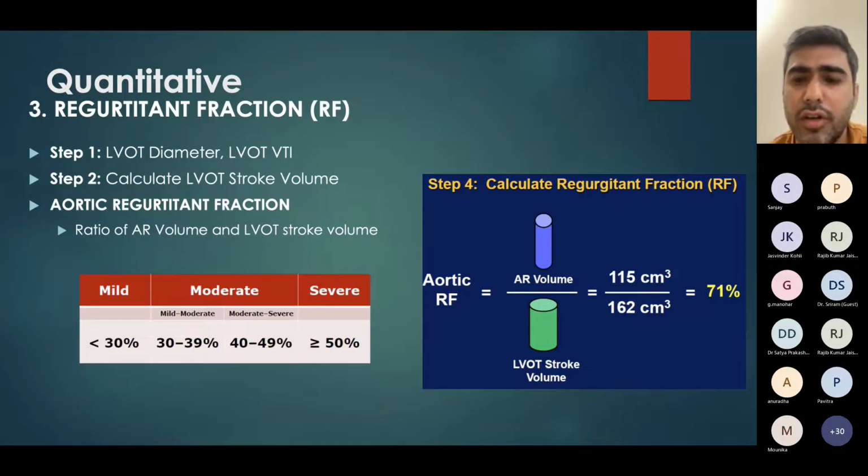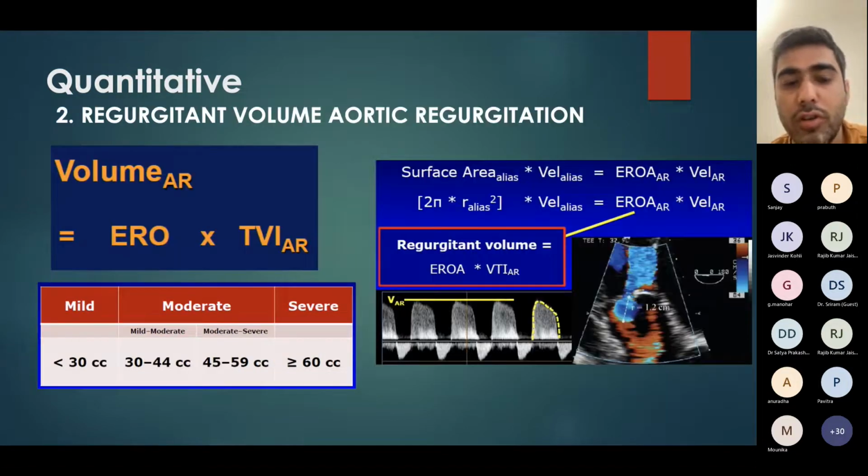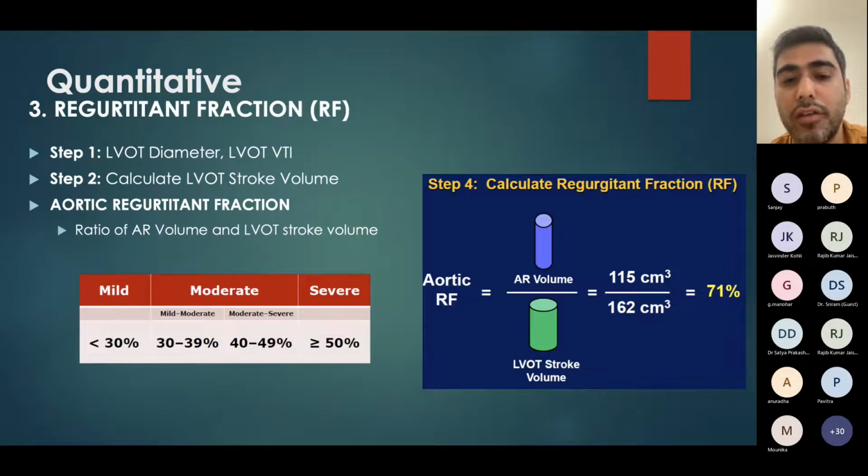Regurgitant fraction can be easily determined by using the LVOT diameter and LVOT VTI, which we have already calculated, and which is then used to calculate the LVOT stroke volume. The aortic regurgitant fraction will be a ratio of the aortic regurgitant volume, which we obtained by multiplying the EROA with the velocity time integral, divided by the LVOT stroke volume. A regurgitant fraction of more than 50% is again suggestive of severe aortic regurgitation.